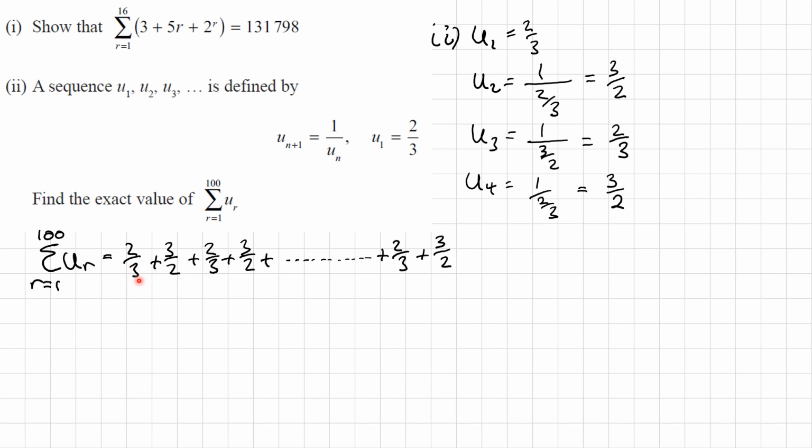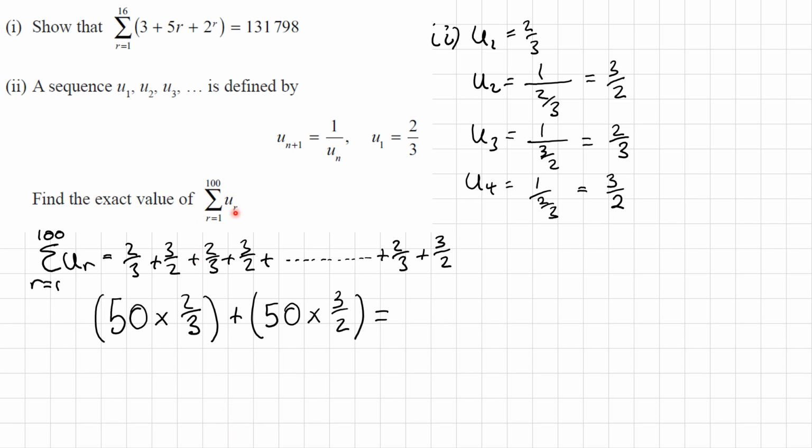So what have we got here? I've got 50 of those 2/3 to add up, so 50 times 2/3. And then I've also got 50 lots of 3 over 2. You can see it's very straightforward to work out. Look for this repeating pattern when you're adding lots and lots of terms together with recurrence relations, often periodic. So this has a period of 2. It repeats every other term. So let's add this up and we should get our answer.